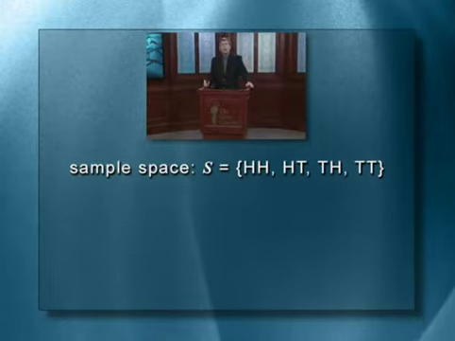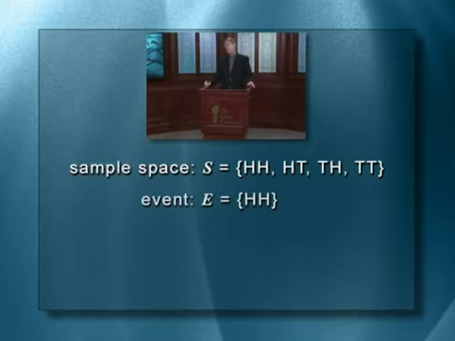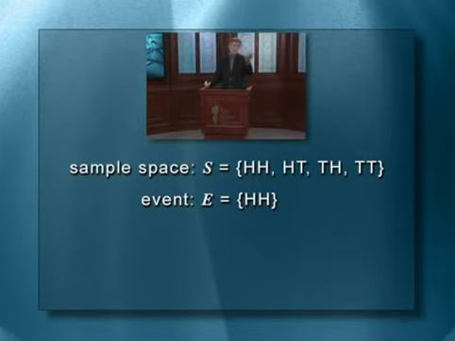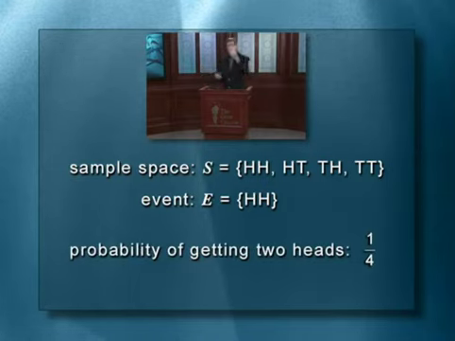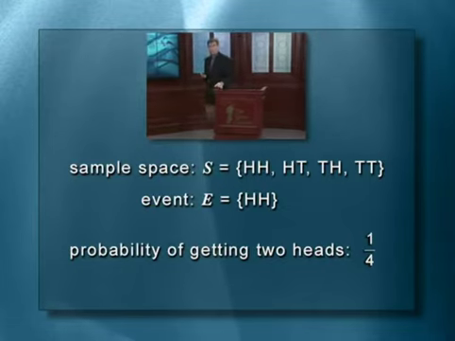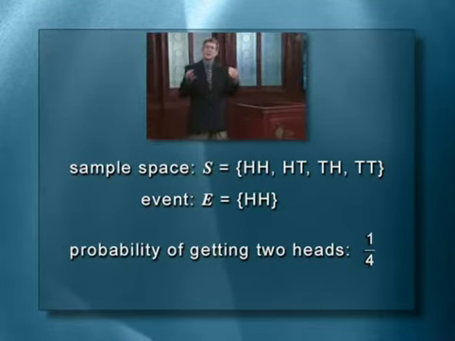What event are we interested in? We're interested in both coins landing heads up. And that's an event with a single outcome. So the probability will be the size of that event, 1, divided by the full sample space, 4, so the probability is 1/4.